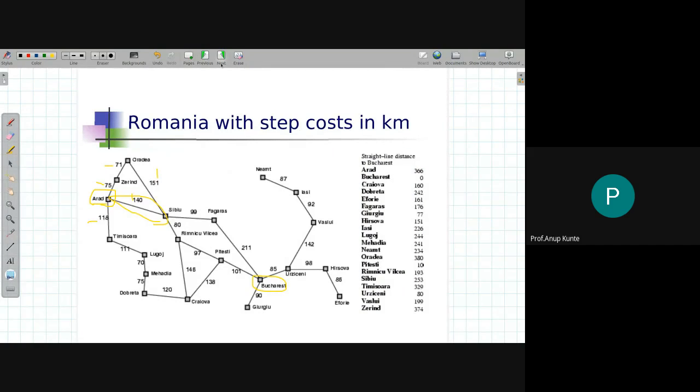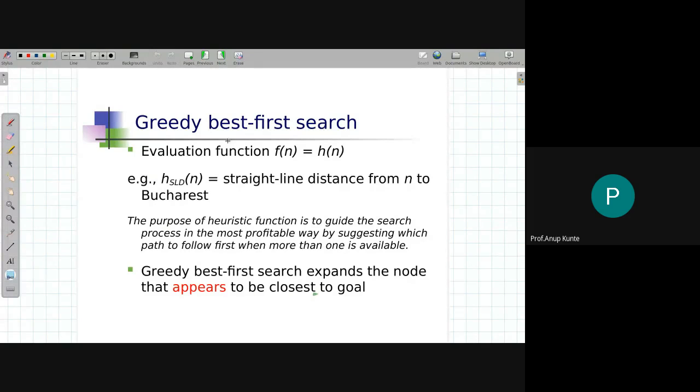Now, greedy best first search, as we said, f of n is h of n. And h of n for this problem is h straight line distance between n and the goal node. That is the straight line distance from n to Bucharest. So every node I will give as input to this function h SLD, and it will give me a number, and that number tells me the straight line distance between that node and the goal node.